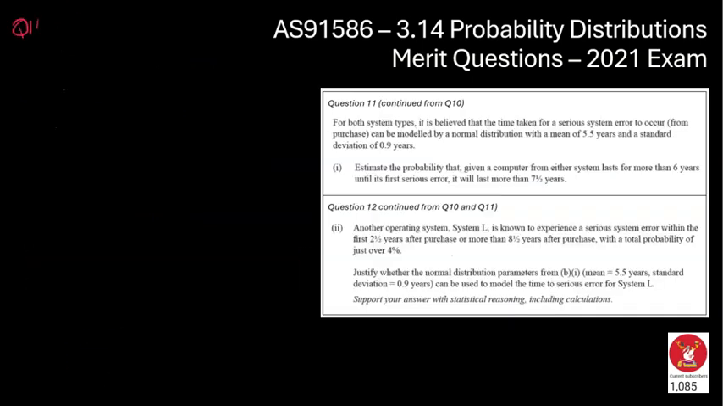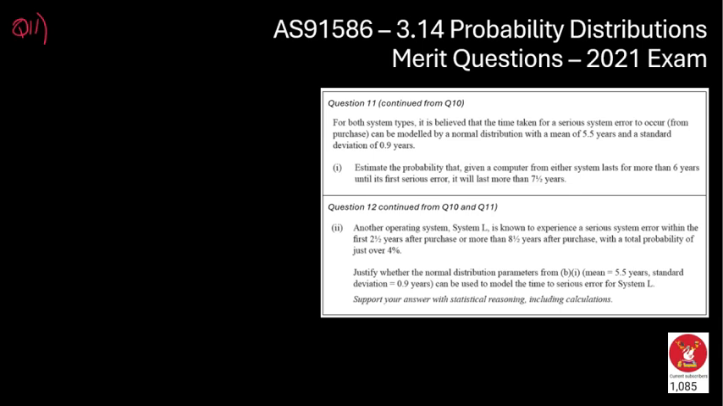Okay, so we're now on to question number 11 for both system types. This is carrying on with system W and system A from the previous question. It is believed that the time taken for a serious system issue to occur can be modeled by a normal distribution. Again, that's really nice to see, so I don't have to guess and check what distribution it is. We've got a mean of 5.5 years and a standard deviation of 0.9 years. That's saying that, on average, your system is going to have a serious issue within about 5.5 years, and we've got that measure of variation there as well.